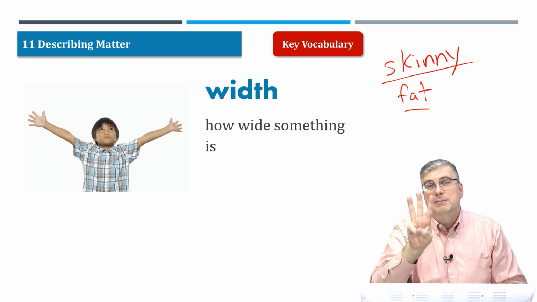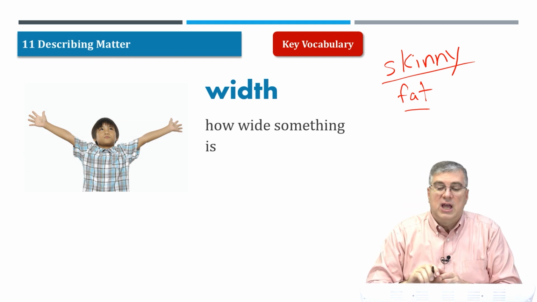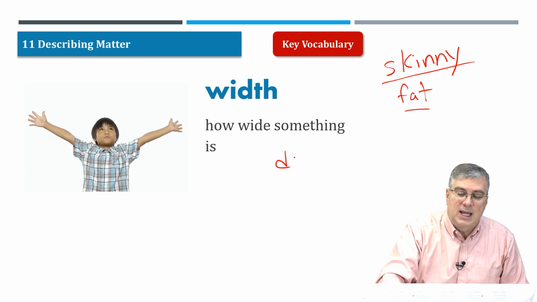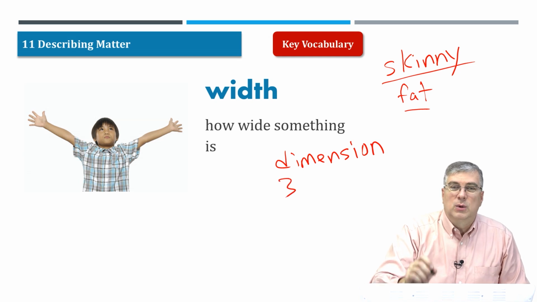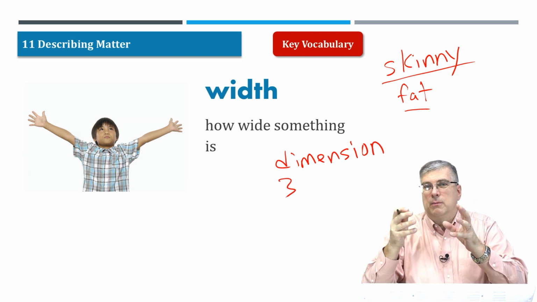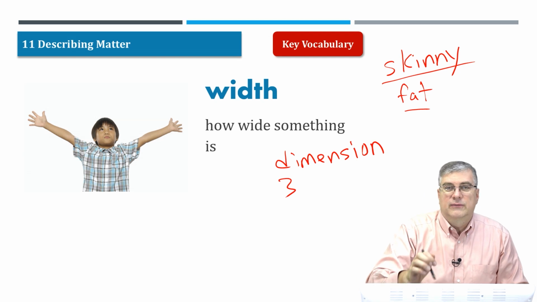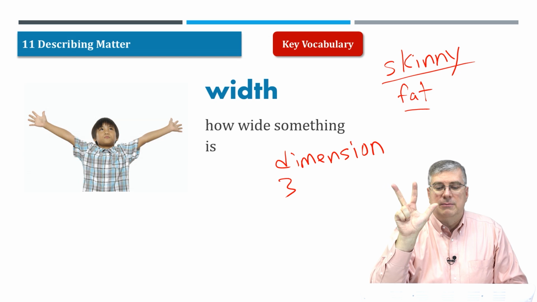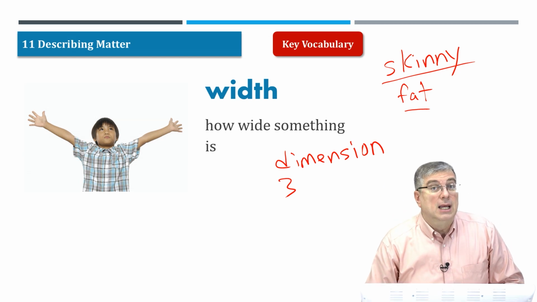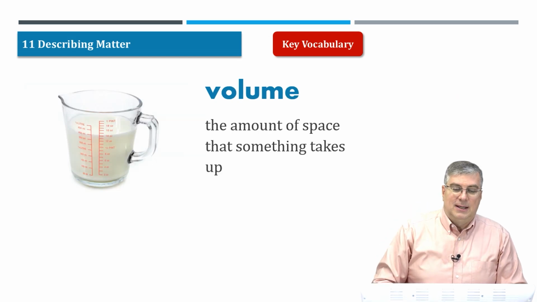Okay, so 3 dimensions. We call these 3 dimensions. Dimension. And there are usually 3 dimensions when we talk about the physical properties of something. And those, of course, are length, height, and width. The 3 dimensions. 3D. Okay, good.